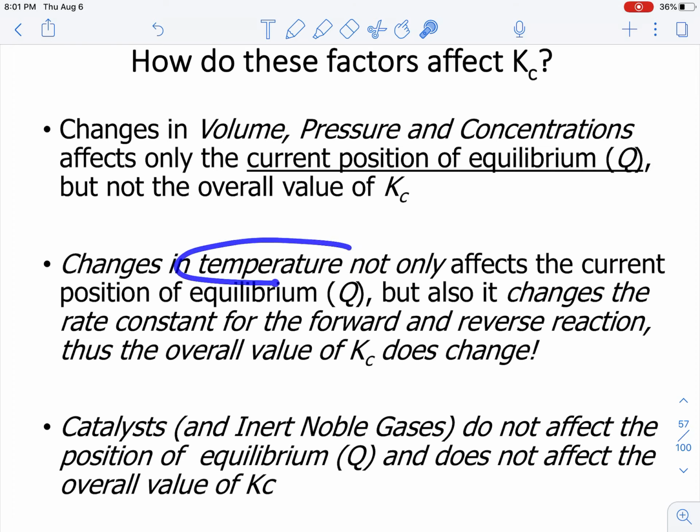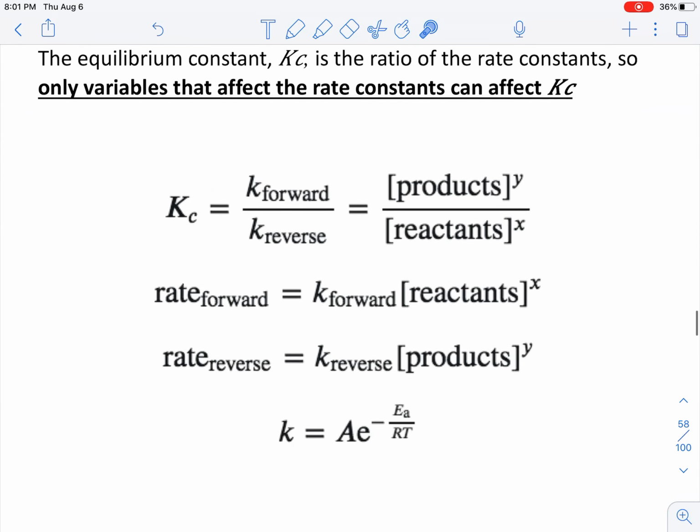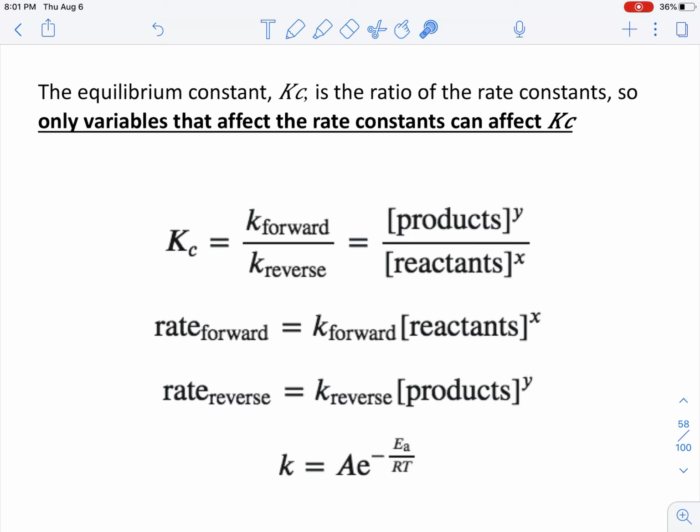And so if you were to change the temperature of the surroundings of the system, not only does it affect the position of the equilibrium Q, but it also changes the overall value of the equilibrium constant Kc. And what we want to ask ourselves is why. This is something that I've already addressed in a previous lecture video, but let's revisit this concept. If you recall, the equilibrium constant Kc is simply a ratio of the two rate constants, K forward and K reverse.